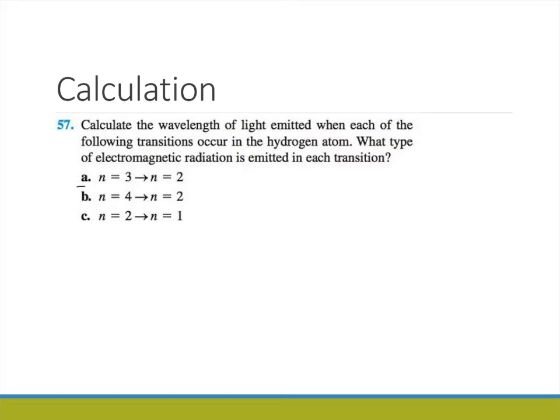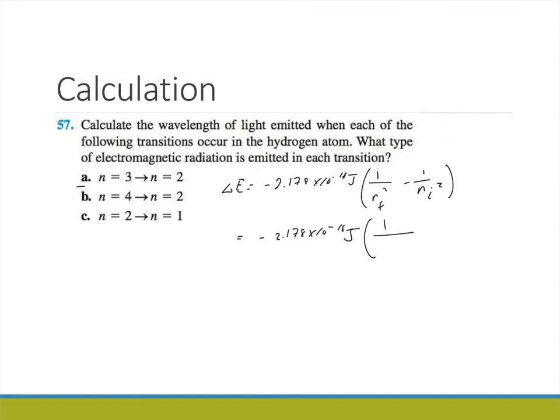For n equals 3 going to n equals 2, the change in energy, delta E, is equal to the negative 2.178 times 10 to the minus 18th joules times 1 over n final squared minus 1 over n initial squared, which is equal to negative 2.178 times 10 to the minus 18th joules times 1 over n final is 2, so 2 squared is 4, minus 1 over n initial is 9, so we have 3.025 times 10 to the minus 19th joules, negative.